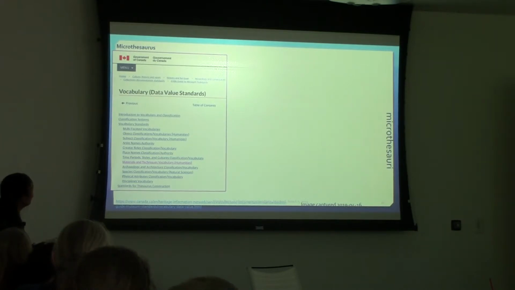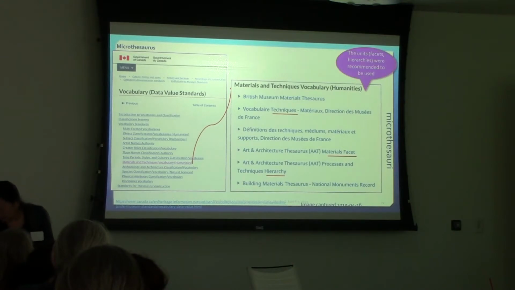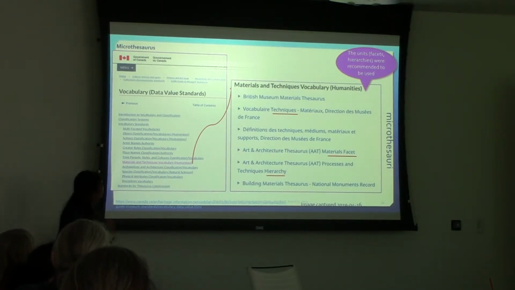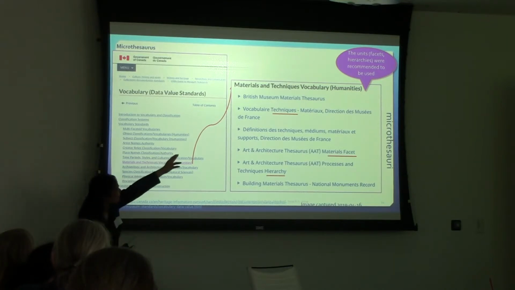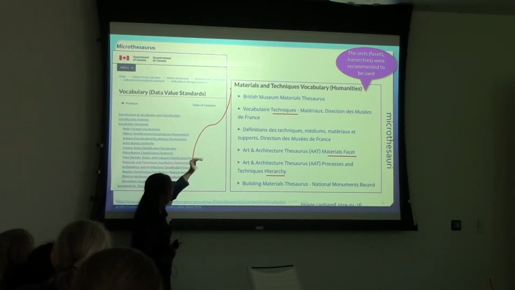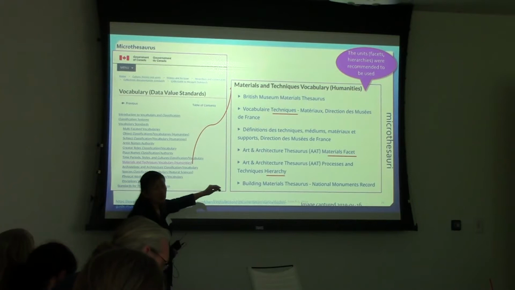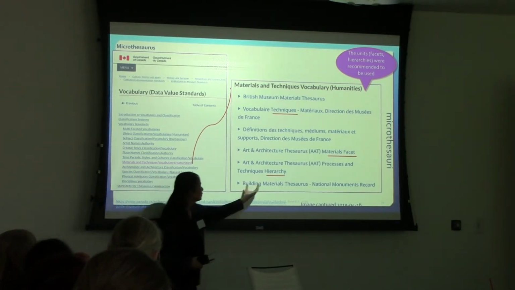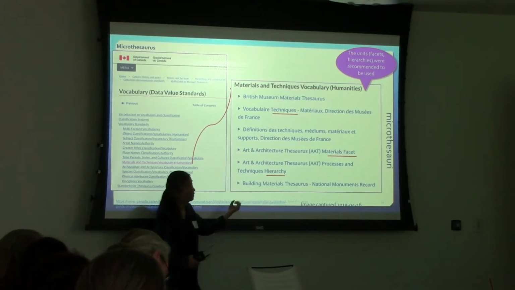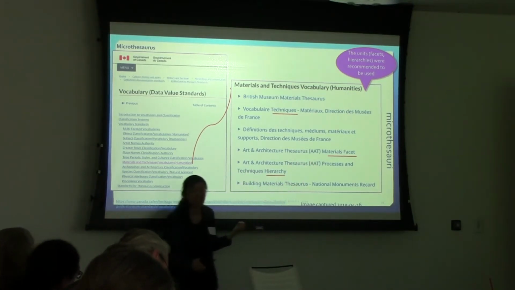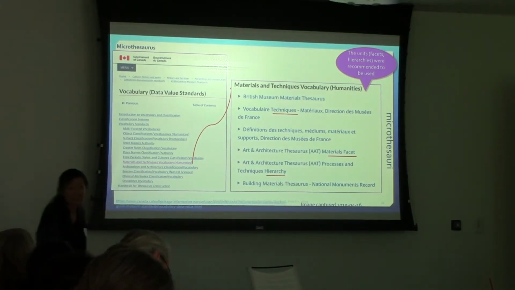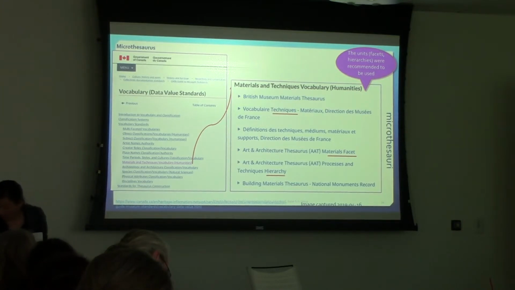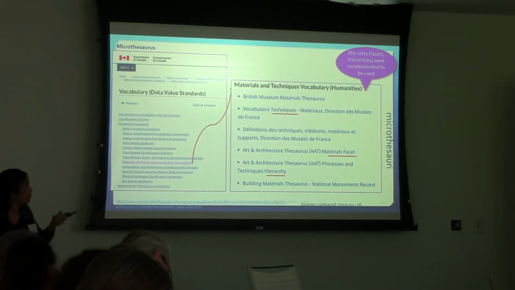For example, we have this in Canadian. They suggest that if you deal with materials and techniques, here are the thesauri you can use. But I'm not asking you to use the whole thing. You can just get this hierarchy, this facet, the Getty facet hierarchy, right? So they allow you to do this.